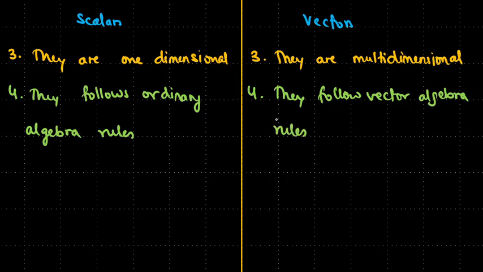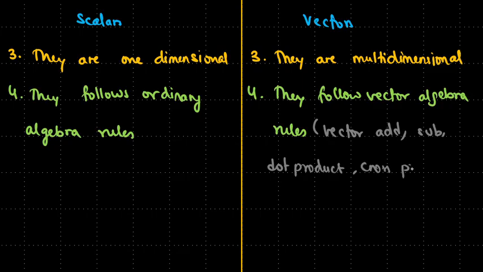We will actually talk about a few of them in the upcoming videos, including vector addition, subtraction, dot product, and cross product. So we will talk about this in the later videos. And finally, let's take a look at some examples. So let's talk about scalars. The examples of scalars, the most common ones, are speed, temperature, etc. So I think let's add another one, mass, etc.